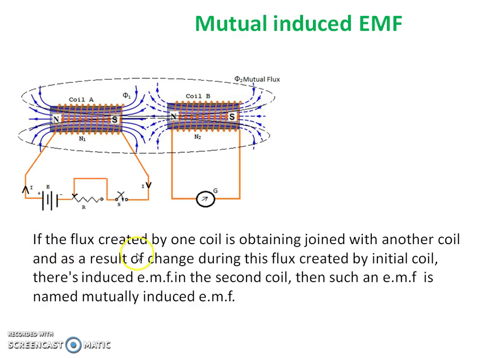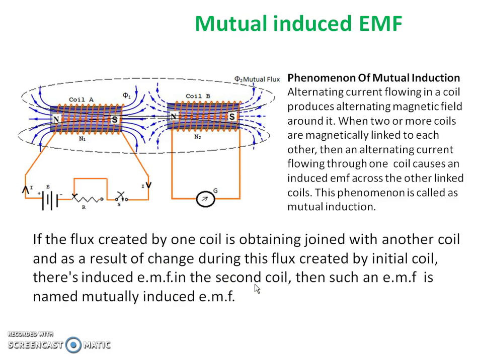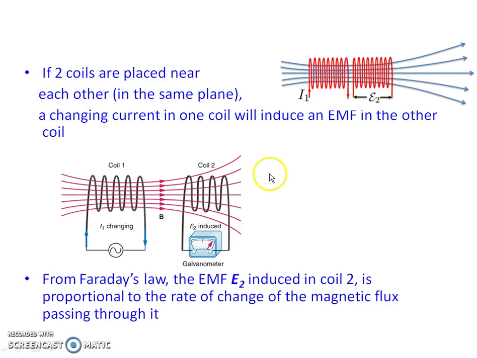So if the flux created by one coil gets linked with another coil, and as a result of the change in this flux created by the initial coil there is an induced EMF in the second coil, then such EMF is named mutually induced EMF. So this is the phenomenon of mutual induction. That is, if two coils are placed very close to each other in the same plane, a changing current in one coil will induce an EMF in the other coil. From Faraday's law, this EMF in the second coil is proportional to the rate of change of flux passing through it.